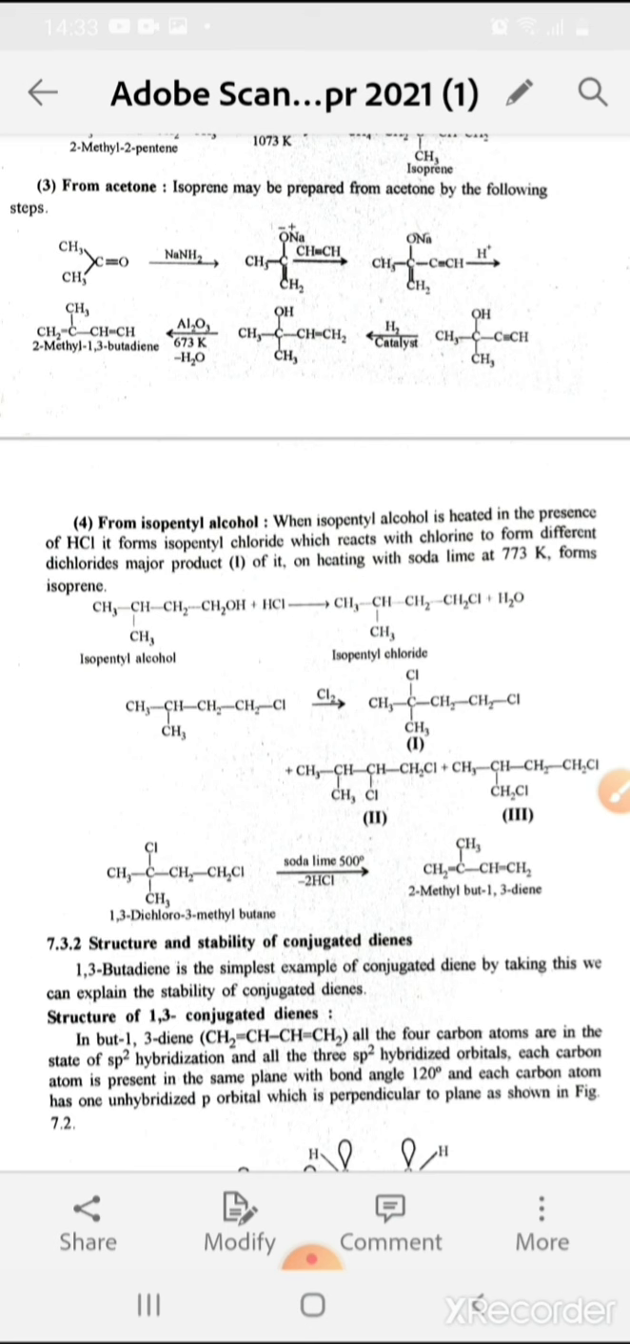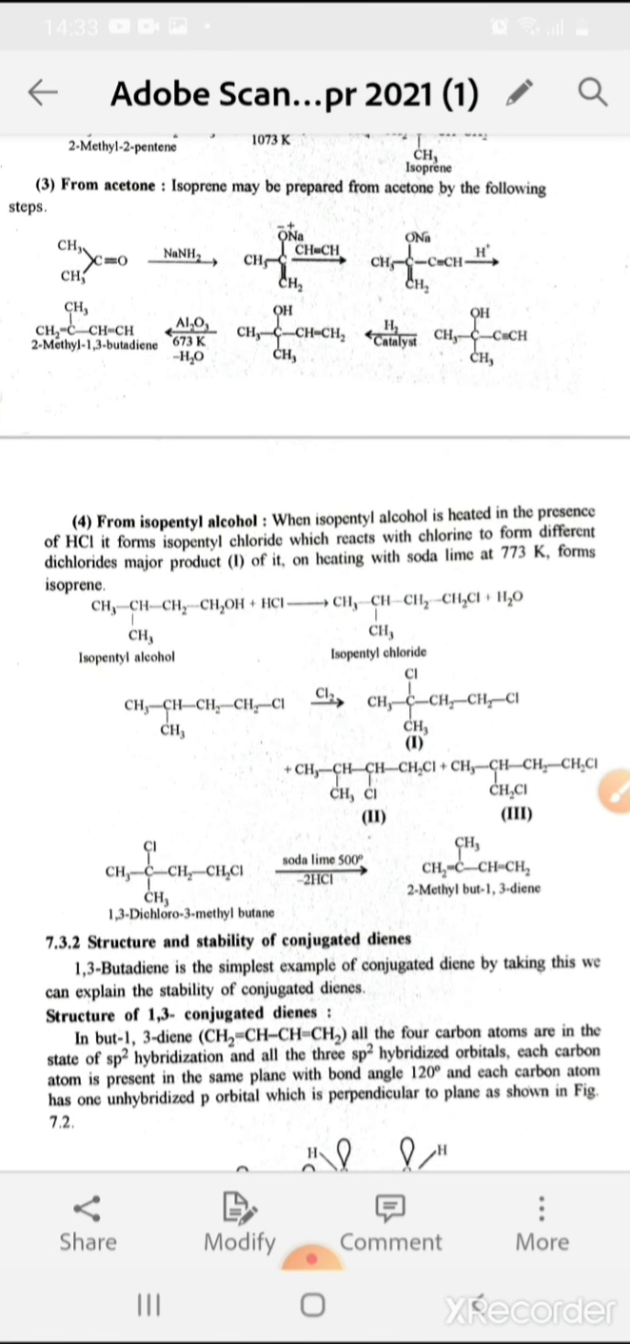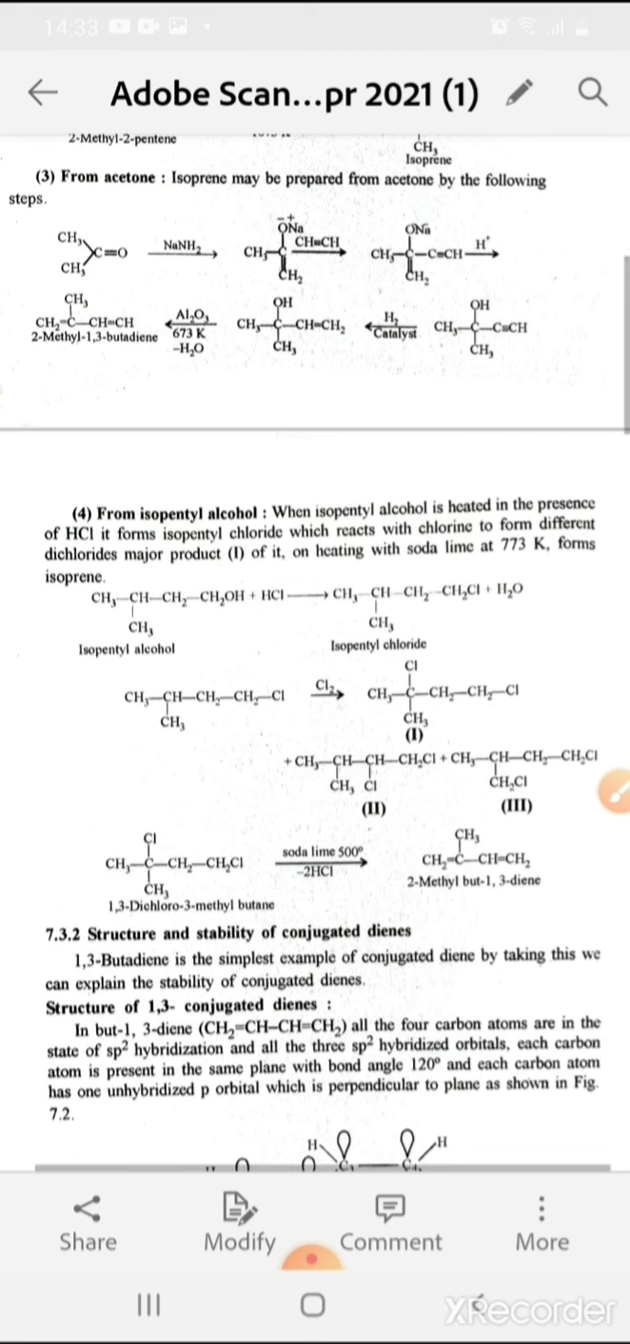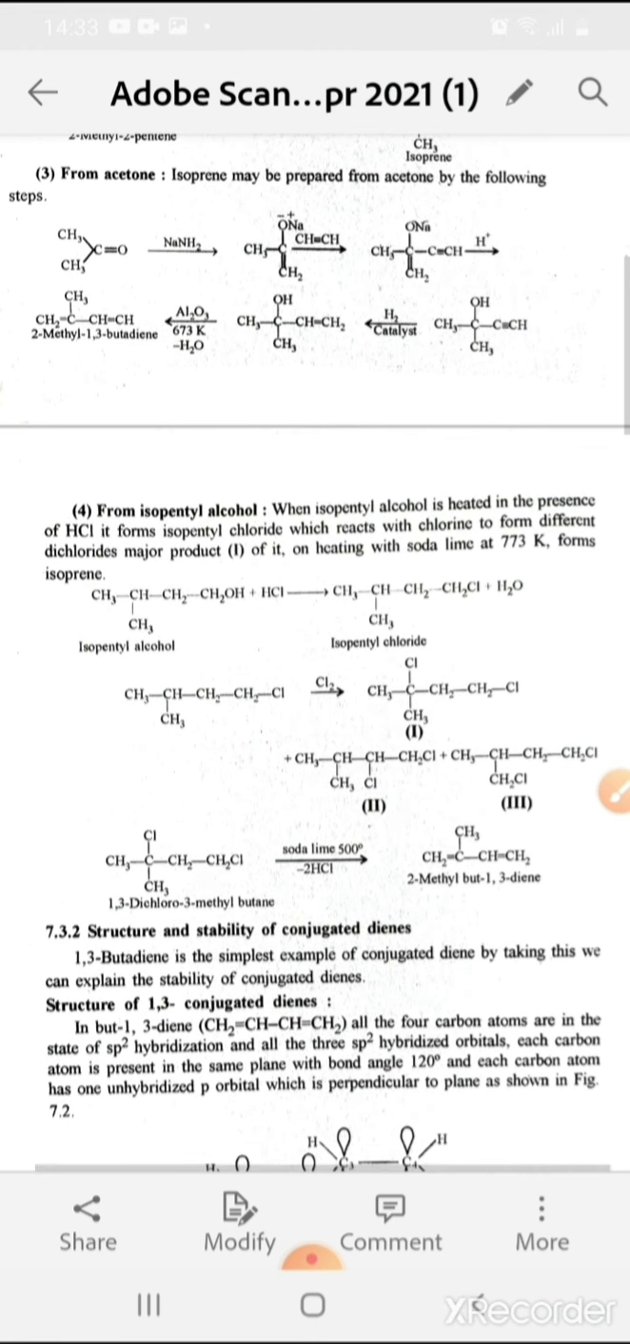When isopentyl alcohol is heated in the presence of HCl, it forms isopentyl chloride, which reacts with chlorine to form different dichlorides. Major product of it is 1,3-dichloro-3-methyl-butane. So this 1,3-dichloro-3-methyl-butane, which is a major product, on heating with soda lime at 773 Kelvin forms isoprene.